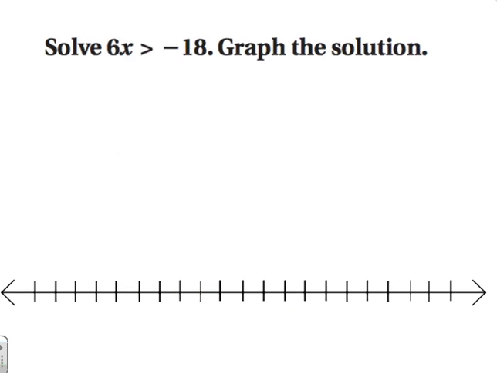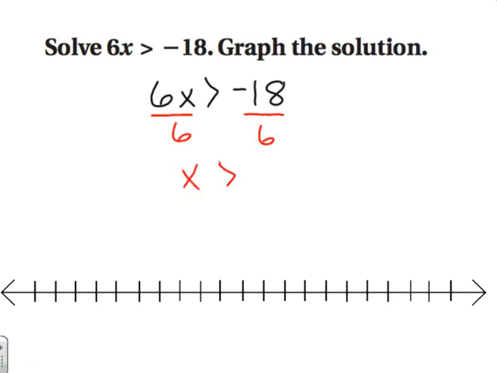All right, next we have the inequality 6x is greater than negative 18. To solve that inequality, we need to divide both sides by 6. So we'll get x is greater than negative 3. Again, I'm dividing by a positive number. There's no need to flip the sign.